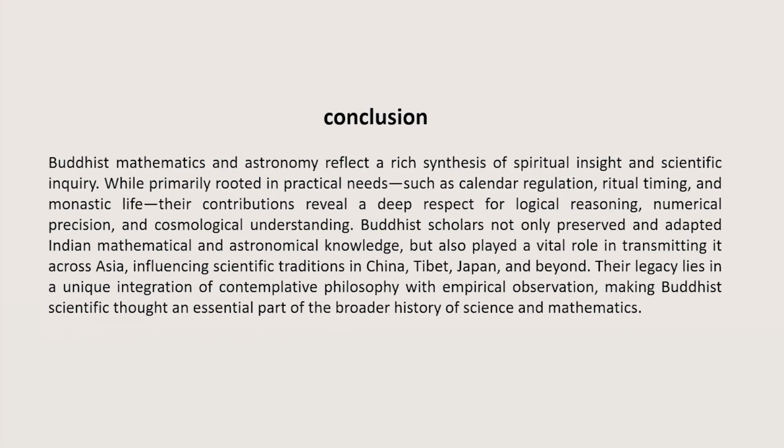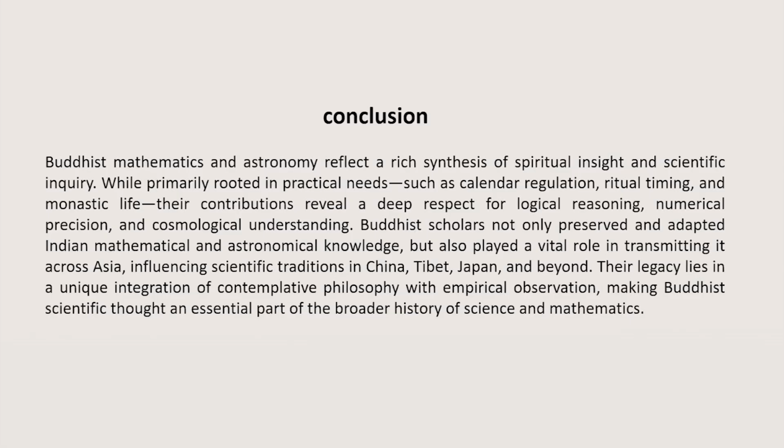So, on the basis of this whole information, the cosmic understanding in Buddhist literature and the cosmic understanding in Vedic literature, at that period of time Buddhism and Vedic culture grew parallelly in the Indian context. So, it is very obvious they influenced each other in the field of science and technology. So, on the basis of this, we can say Buddhist mathematics and astronomy reflect a rich synthesis of spiritual insight and scientific inquiry.